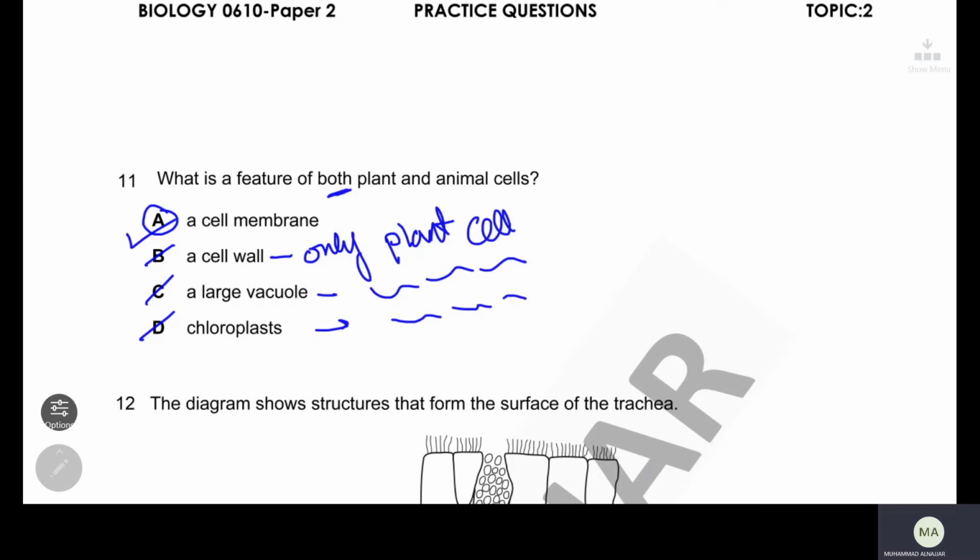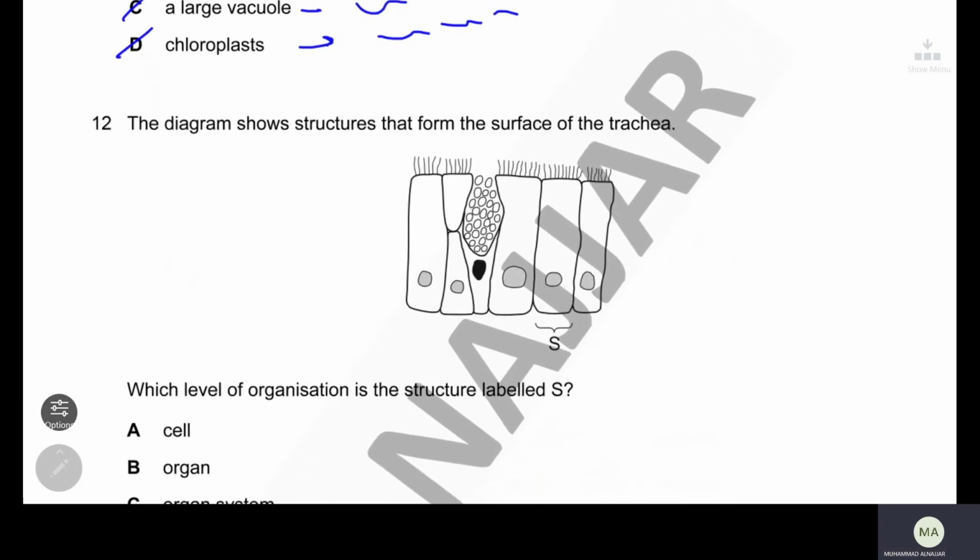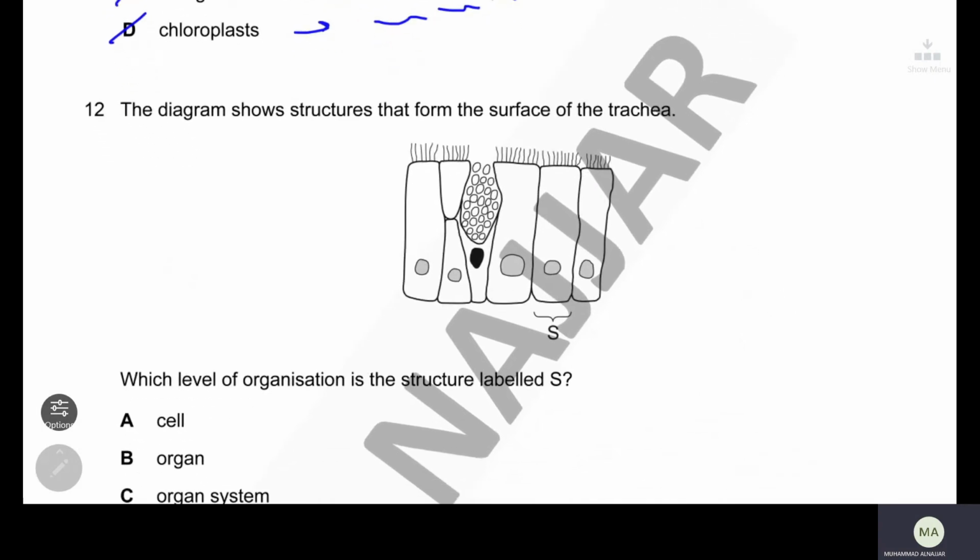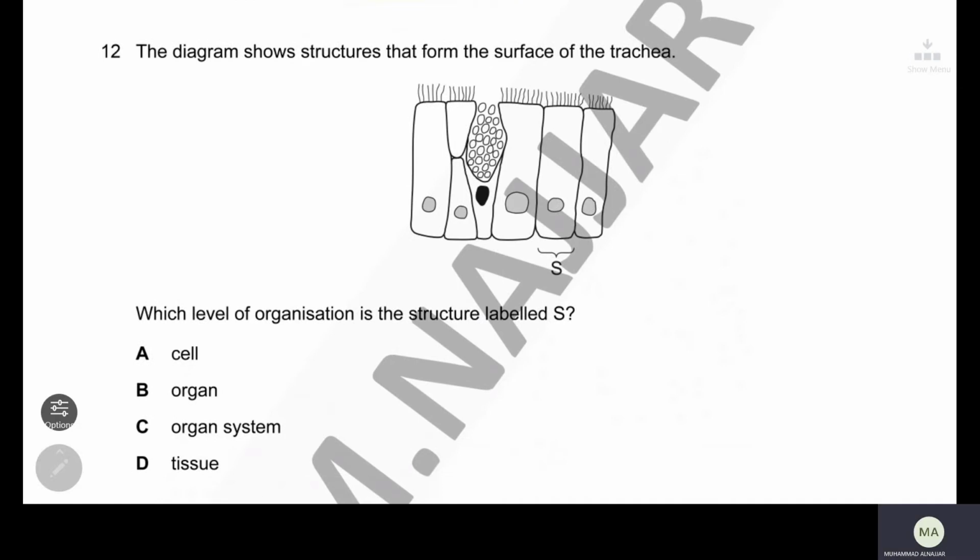Question number 12. The diagram shows a structure that forms the surface of the trachea. Which level of organization is the structure labeled S? A, cell. B, organ. C, organ system. D, tissue. It is very obvious. It's just only one cell. So it is only a cell, not an organ, not an organ system, not a tissue. It's a very easy and straightforward question.